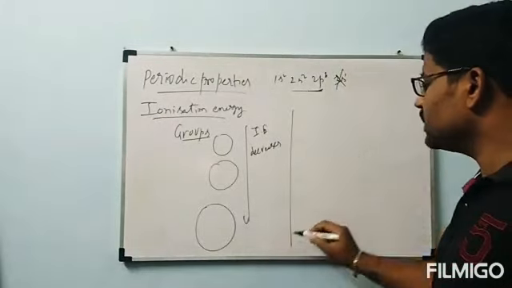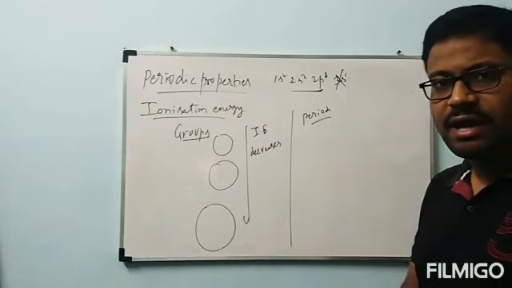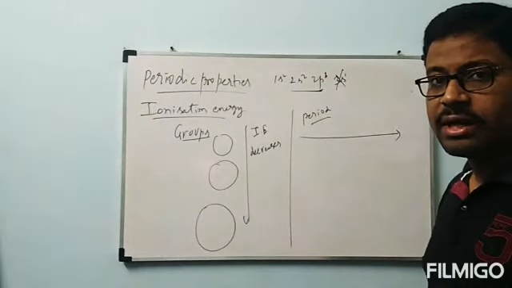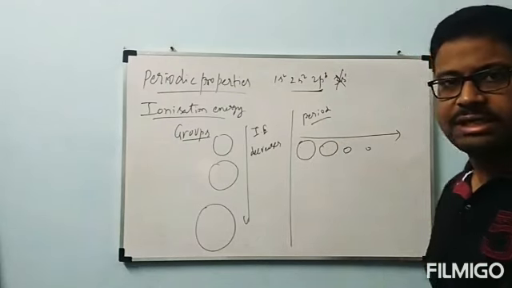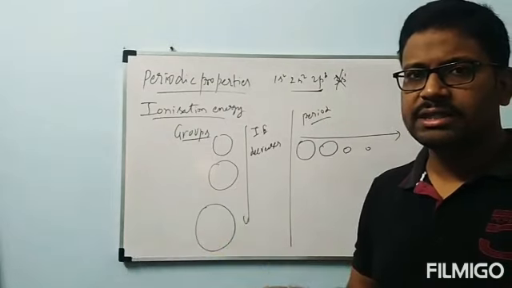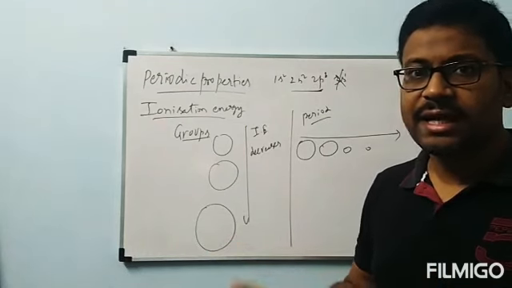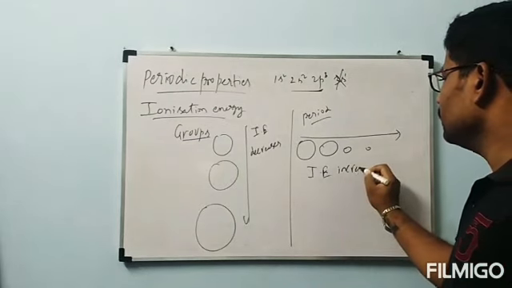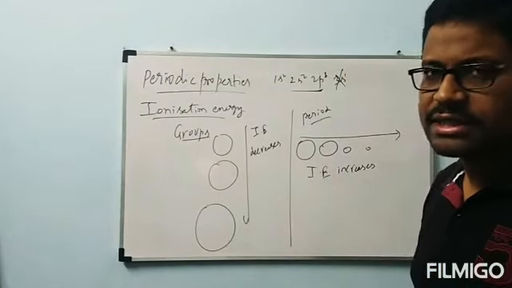Next, this is about group; now, period. Coming to period, we have to consider left to right. Left to right in a period, what happens to atomic size? It decreases. When atomic size decreases, the distance between the nucleus and the outermost shell decreases. We cannot remove the electron easily; we have to supply more energy. Ionization energy increases in a period, but with one small exception. That exception we will see now.